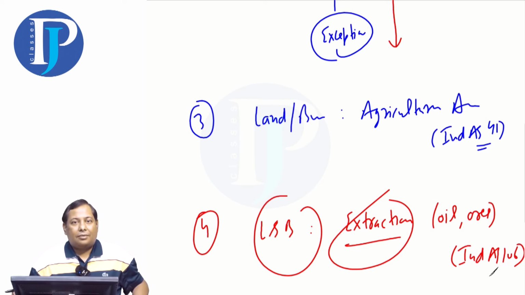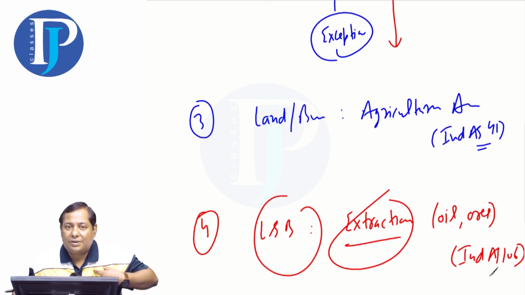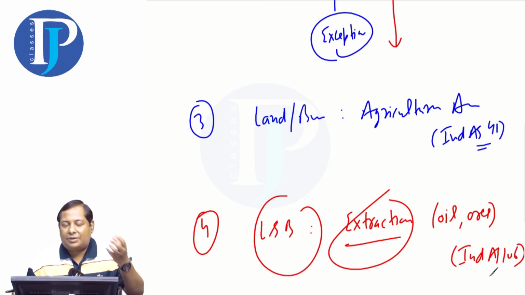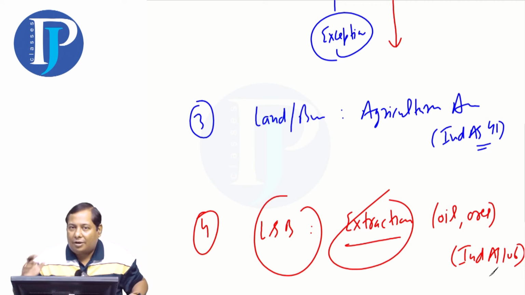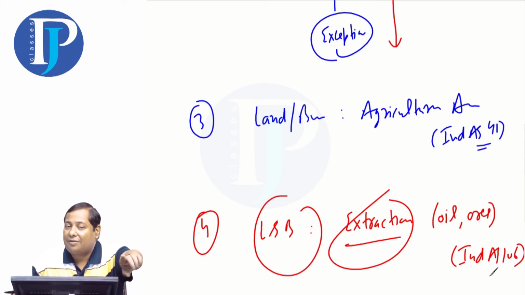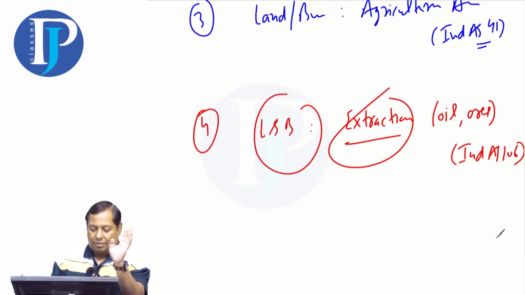How many examples? 4. I repeat again. If I use it myself in my business, in the normal course, it comes under 16. If I use it for agricultural activities, it will come under 41. If I extract from the land, it will come under 106. If I'm selling it in the future, it will come under Ind AS 2, as a real estate company. If a real estate company wants to let it out, then it will come under 40. Now write down the 5th example.